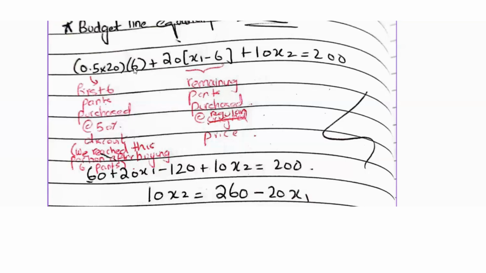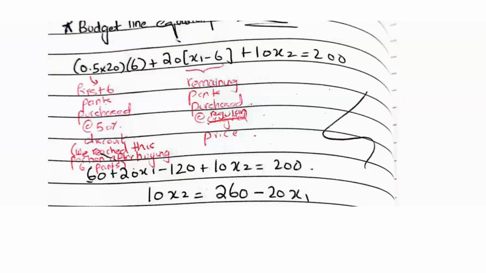So the first 6 units are bought at the discounted price, 50% of the regular price 20. So this is 0.5 into 20 into 6. Now this is important because we are looking at units of x1 greater than 6, but you only reach this portion after buying 6 units of x1, so we have to incorporate their price here. And then for the remaining units, which is x1 minus 6, you buy them at the regular price of 20. And then this is still P2x2, and this is income 200.